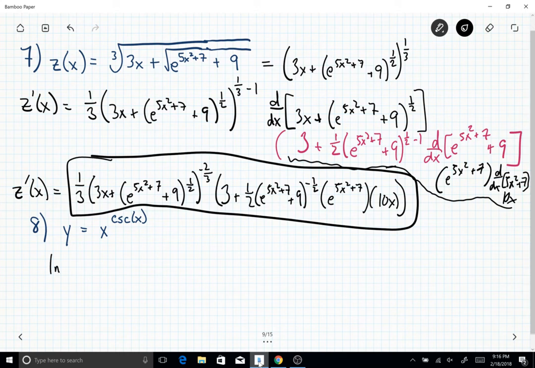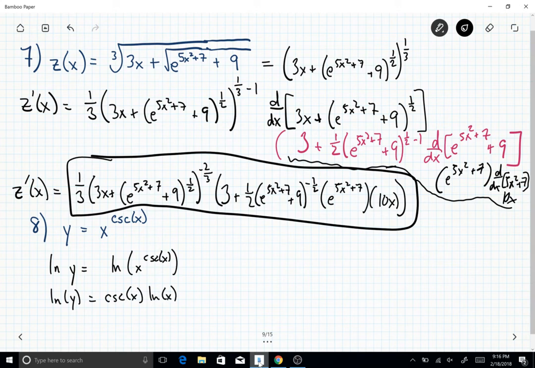What makes this so difficult? You can't use the power rule. You've got an x up in the exponent, and an x in the base, so we have to use what's called logarithmic differentiation. What we do is begin by taking a logarithm of both sides. It doesn't have to be a natural log, but that'll be easiest in terms of derivatives. That allows us to bring down the exponent. So cosecant x, natural log x.